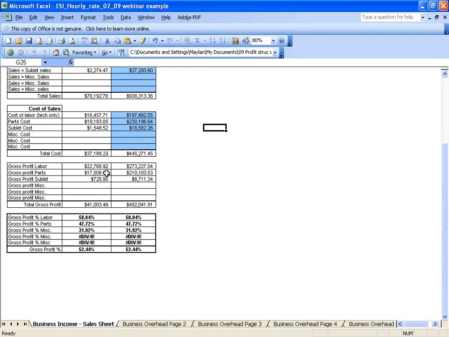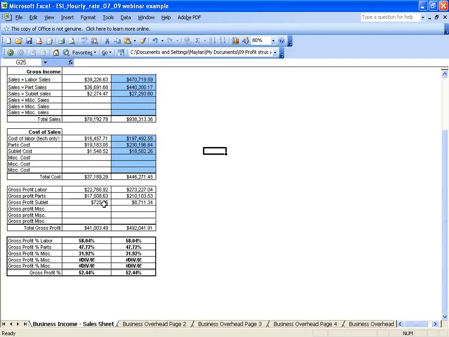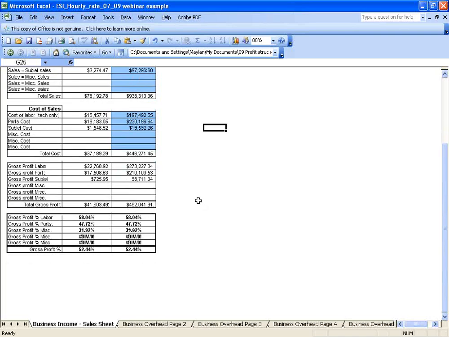Again, these are individual numbers. We're making about $17,000 on parts, about $22,000 on labor, and about $726 on sublet. So this is our gross profit, 58% on labor. What was our goal here? That was 70. So we know we're low there. Our gross profit on parts was 47. We want it to be 60. Our gross profit on sublet should be 50, and it's 32. So this shop averages about a 52% gross profit for the year.